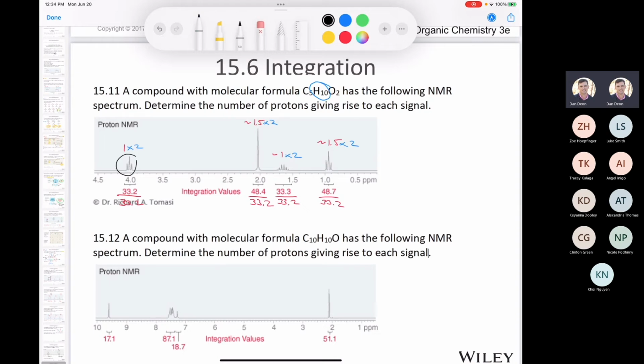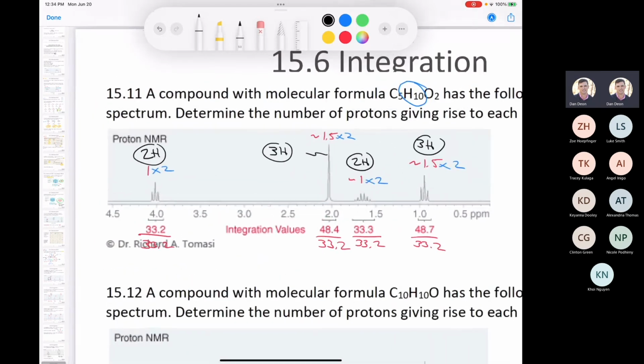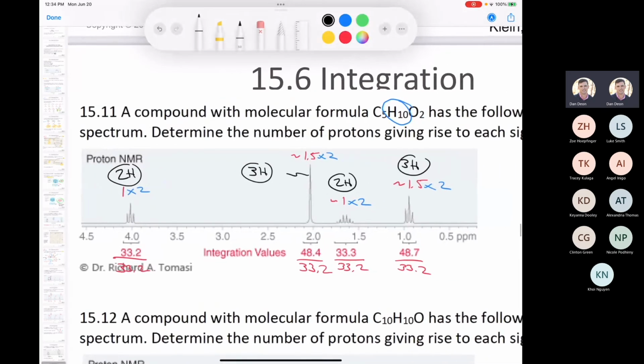Then you would see that this signal represents 2 protons. This signal represents 3 protons. This one represents 2 protons, and this one represents 3 protons. And just like that, we were able to take all those integration values and figure out the exact number of protons represented by each one of these signals. The one at 4 parts per million is 2 protons. The one at 2 parts per million represents 3 protons. The one at around 1.6 is 2 protons. And the one that's furthest upfield at around 0.95 parts per million represents 3 protons. Great, perfect.